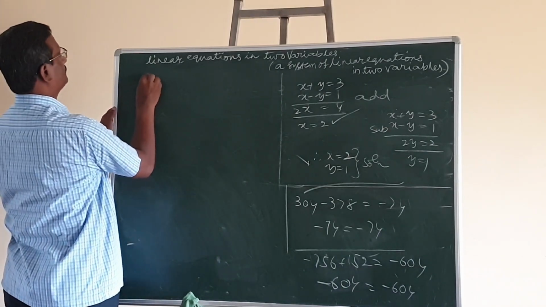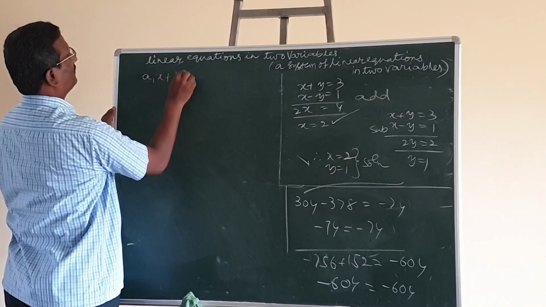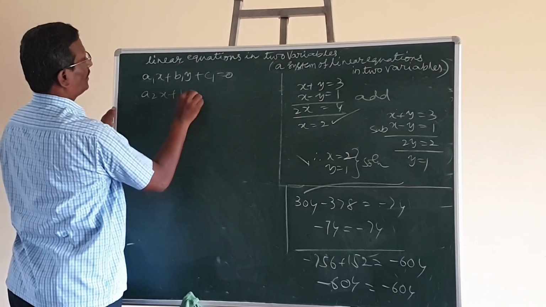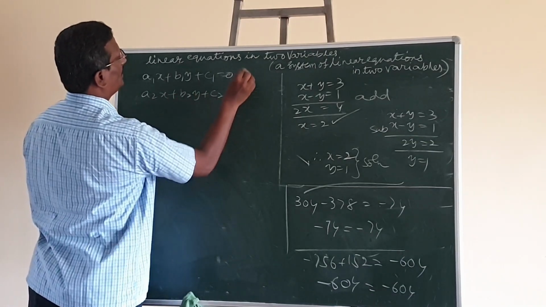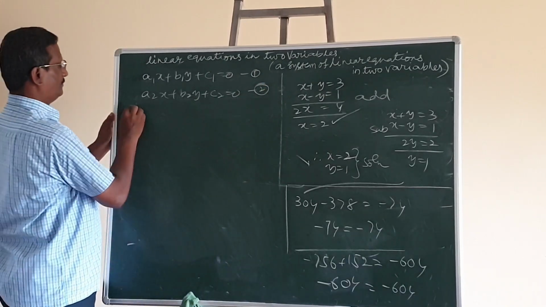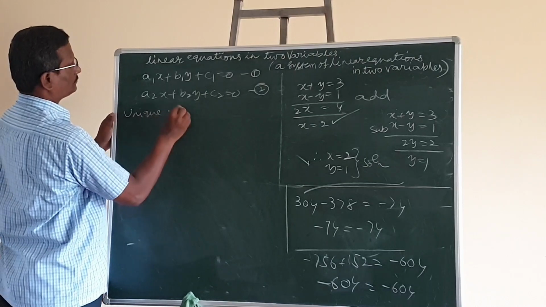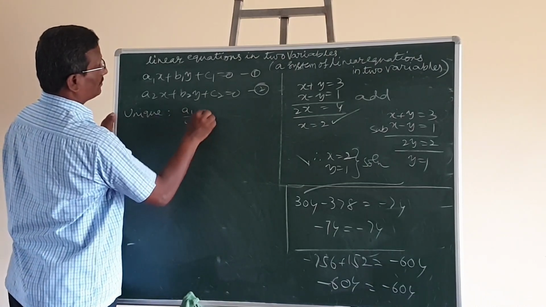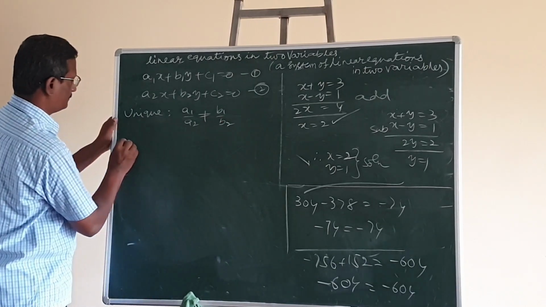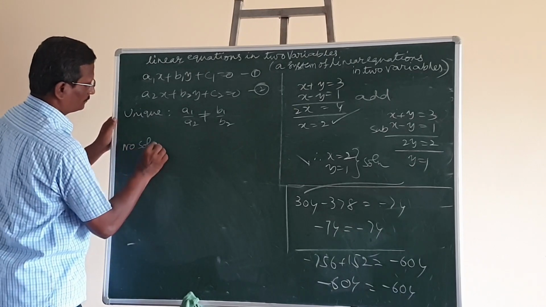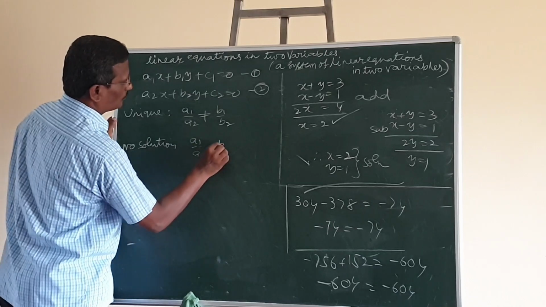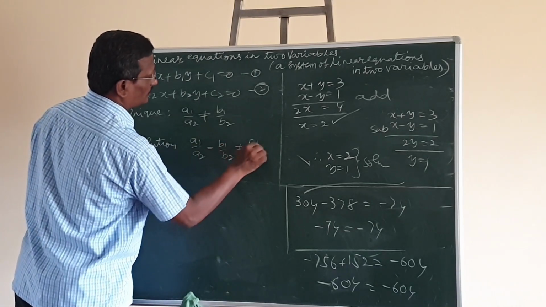General equations: a1x plus b1y plus c1 is equal to 0, a2x plus b2y plus c2 is equal to 0 is a system of equations, or we can say general equations. For unique solution, a1 by a2 is not equal to b1 by b2. Please remember, they are very very important basics. For no solution, a1 by a2 is equal to b1 by b2 is not equal to c1 by c2.